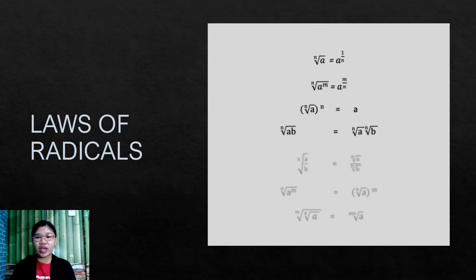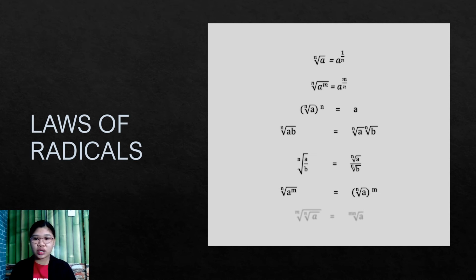So if we have here the nth root of a product, a and b, you can simplify or expand this as the nth root of a multiplied by the nth root of b. So if we are talking about a quotient, a divided by b, enclosed with an nth root or a radical, you can express this as the nth root of a divided by the nth root of b.